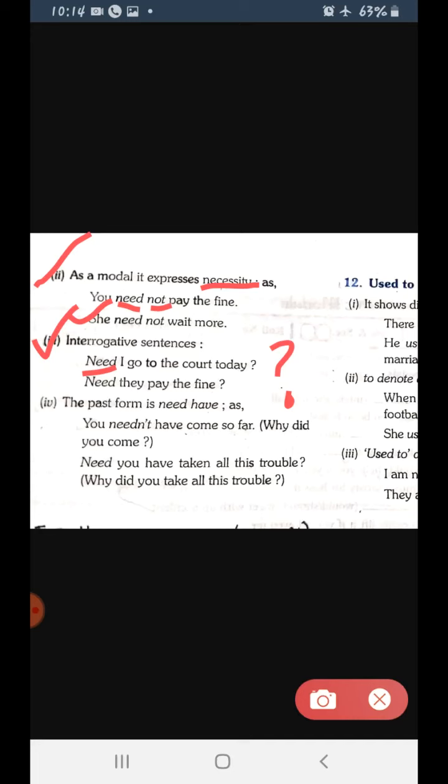Next example, need they pay the fine? That means, do they need to pay the fine? Do they have to pay the fine? That means, are they required to pay the fine? Clear to everyone? Next, point number 4.